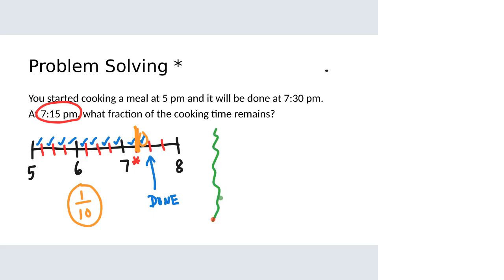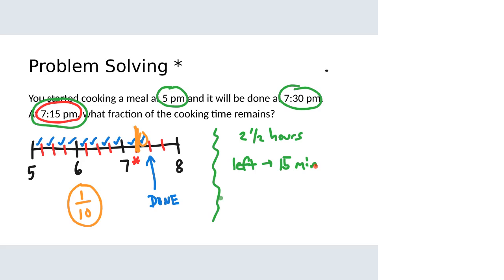Some of you might prefer to do this with more of a numerical approach, and that's totally fine. At the very beginning of the semester, we talked about the fact that there can be more than one way to do things. And as long as your way is valid and repeatable, it's fine. What you might have said here is, well, if I start at 5 and go to 7:30, that's 2.5 hours. And I can see that it's 7:15, so what I have left is 15 minutes.